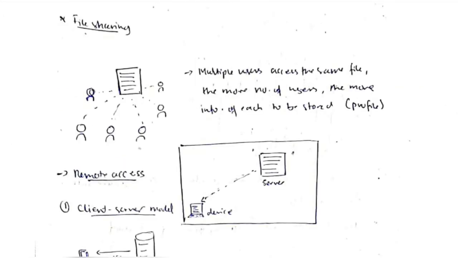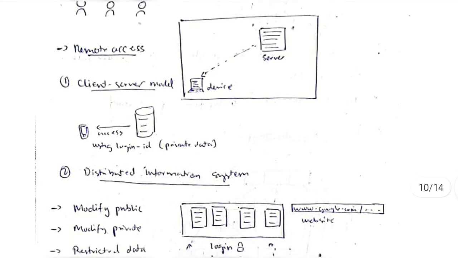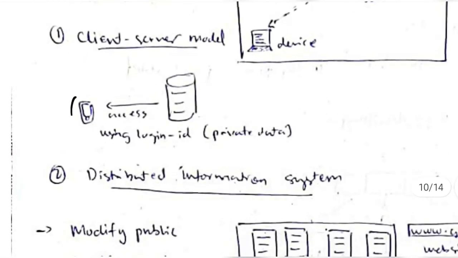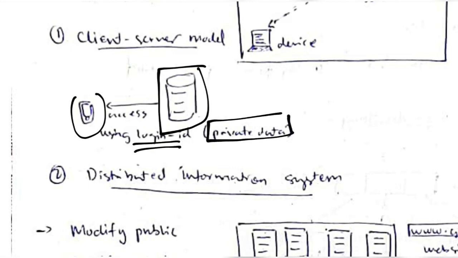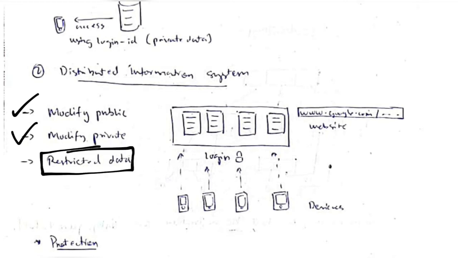Okay, file sharing means the same document being accessed by multiple users around the world. So it's very important that the data which is being accessed by everyone should be authorized to access. For that we can set the access specifiers, and for remote access, the client server model is used. Client server model is, if you have a device here and you need to access something from the server, you need to have the login ID for the private data. Or if it is a website and it is made public, you'll have three options: either you can modify it in the public, or you can modify your private data, or you just have the access to read the data, you can't make any changes.